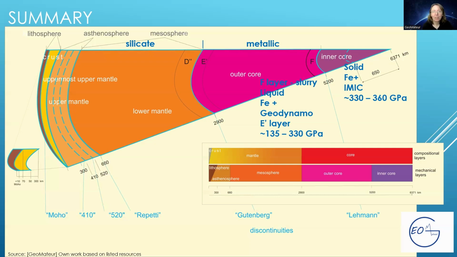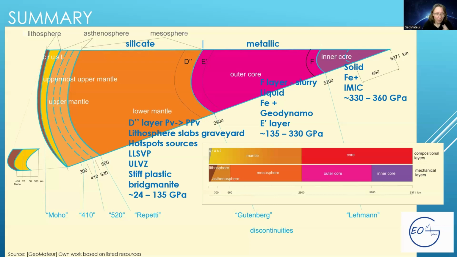And now we are crossing the most important border in the whole Earth interior. It's the border between outer core and lower mantle. It's the border between metallic inner part and rocky outside part of the Earth interior. So lower mantle, we talked about the double prime layer, where is the transformation from perovskite to post-perovskite. There is a lithosphere slab graveyard. There are sources of hotspots. There is the base of large low shear velocity provinces and ultra low velocity zone. The whole layer is a stiff plastic, and bridgmanite is a dominating mineral.